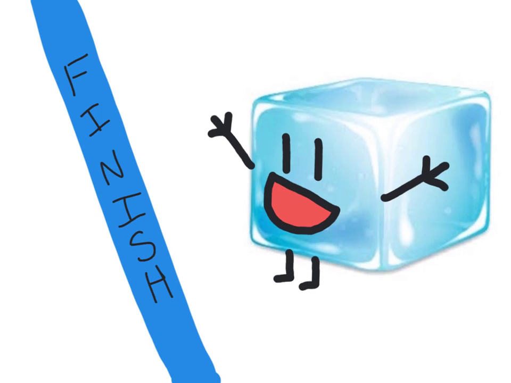This is James. James is an ice cube. This means that he is in the solid state of matter. His particles are extremely tightly packed and they are non-moving.